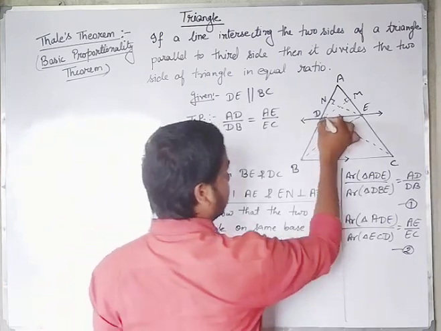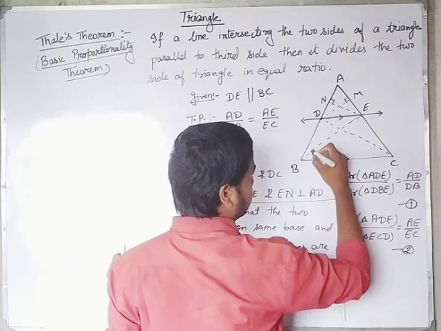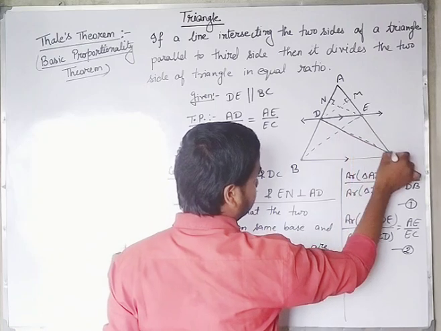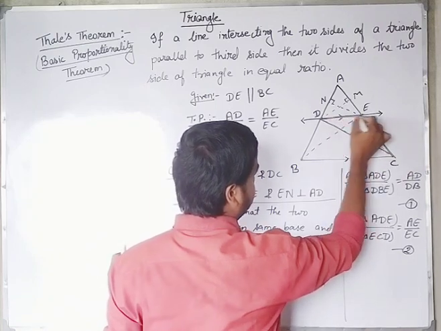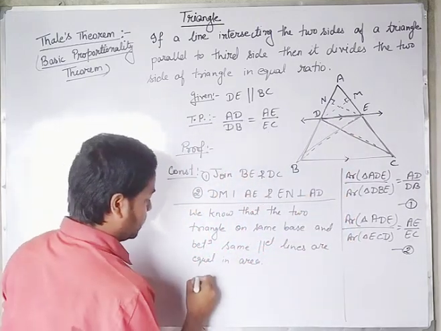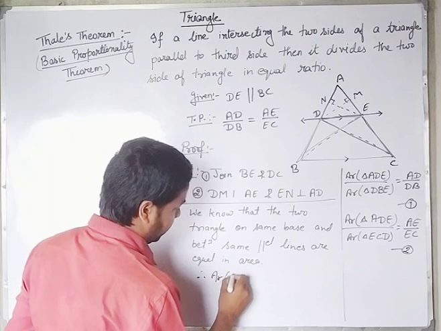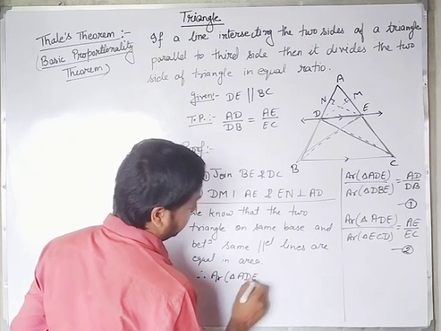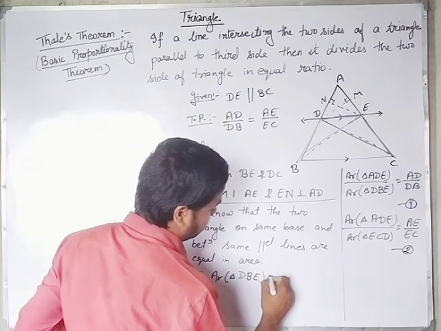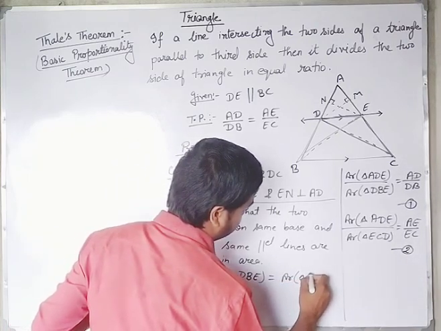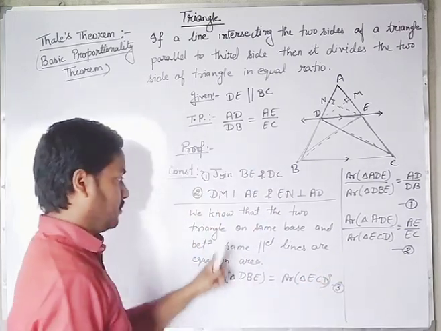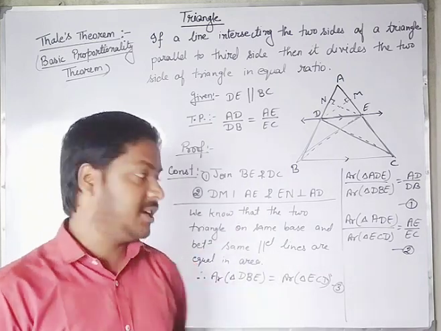Here we have DE as the same base and DE parallel to BC. This is the common parallel. So the area of this triangle will equal the area of this triangle. Both triangles have the same area. Therefore, area of triangle DBE, sorry, not ADE, will be equal to area of triangle ECD. Let it be equation 3. After the statement, we write this and call it equation 3.